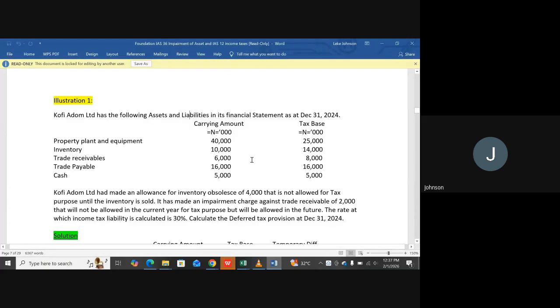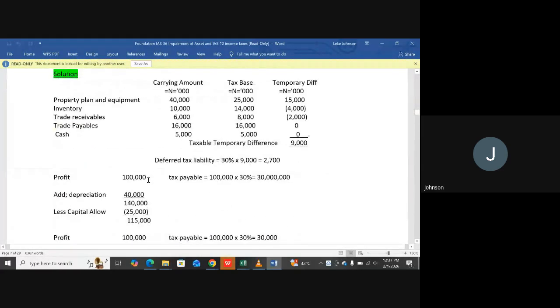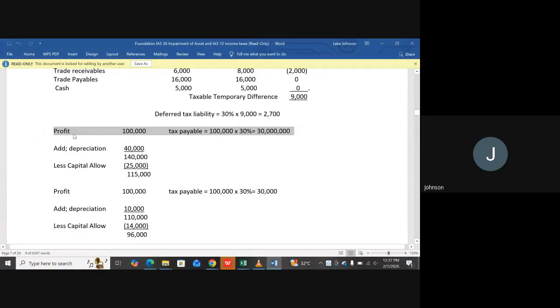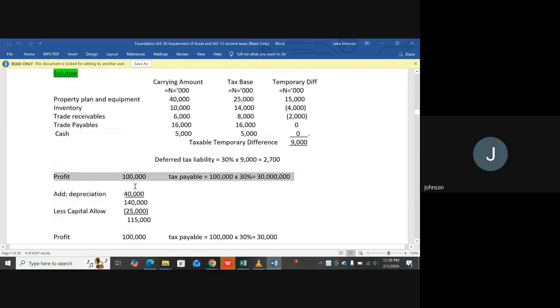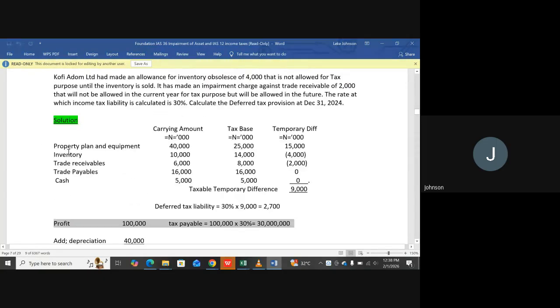But when you're talking about the profit and loss approach, is where we go by saying this is the profit, right? You add your deductions, then let's look at the allowance. Then you're going to have your taxable profit. So using the profit and loss method, this one is good. But when you're using the balance sheet method, you look at the assets themselves. You're comparing the carrying amount of the asset to the tax base of the asset.